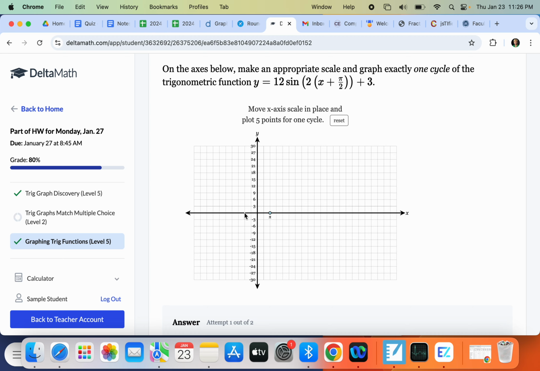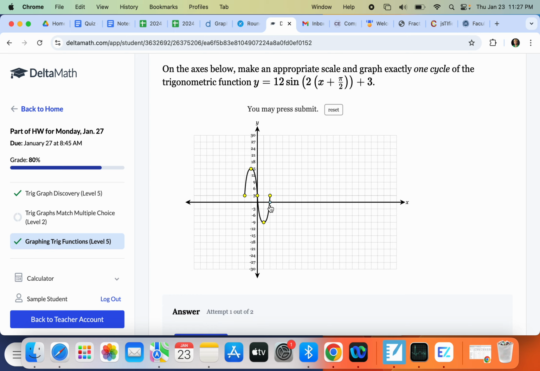Now, the beginning is going to be, let's see, it's a sine graph. Right, so I'm going to be right on the line 3. I'm going to start here at 3. Then I'm going to go up 12. 3 plus 12 is 15. Back to the middle. And then I'm going to go down 12 to negative 9. And then I'm going to go back up here.